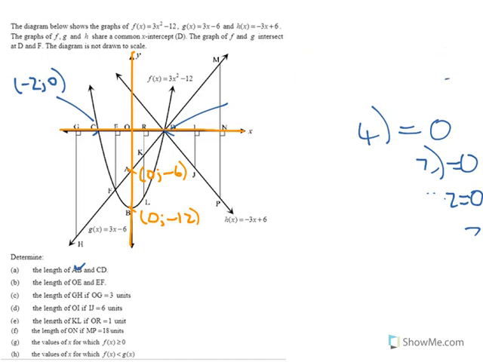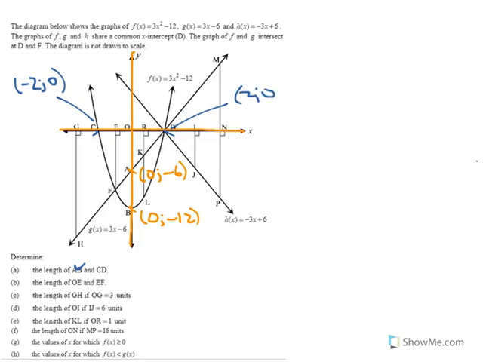Okay, next question. Oh, I just erased my point. Okay, the next question asks us to work out the length of OE and EF. The special thing about E is that it's vertically aligned with F, and we know this because of the perpendicular sign.